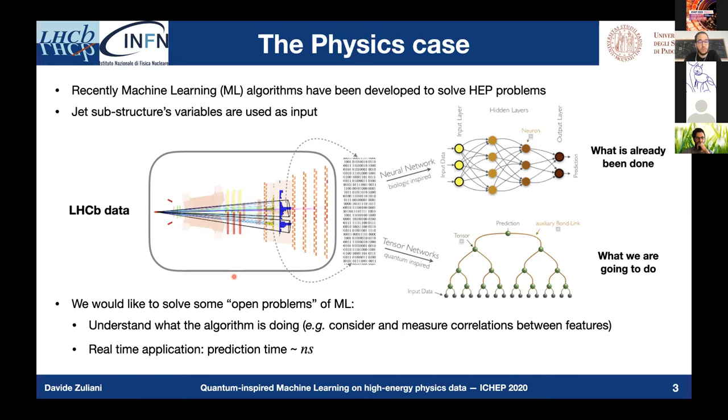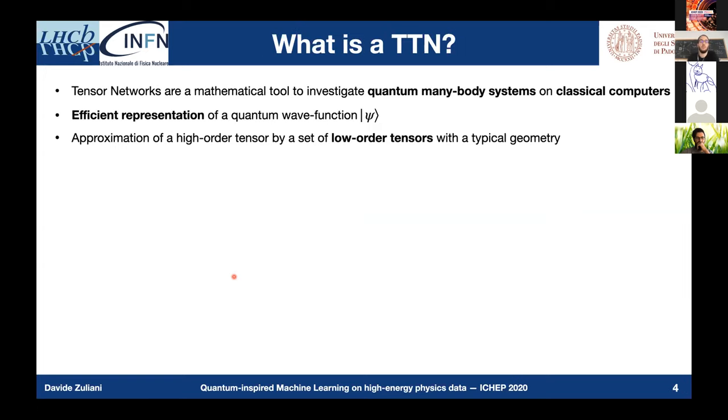And we would also like to perform some real-time applications. As you may know, going to the next runs of the LHC, we would need a prediction time of around nanoseconds. So this is quite a challenge. Let me present what a tree tensor network is, which is the tool that we have used in this work. Tensor networks are a mathematical tool used to investigate quantum many-body systems on classical computers.